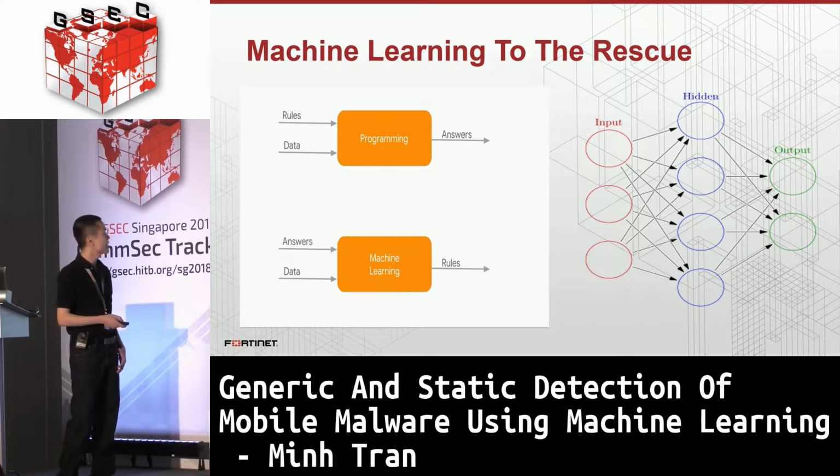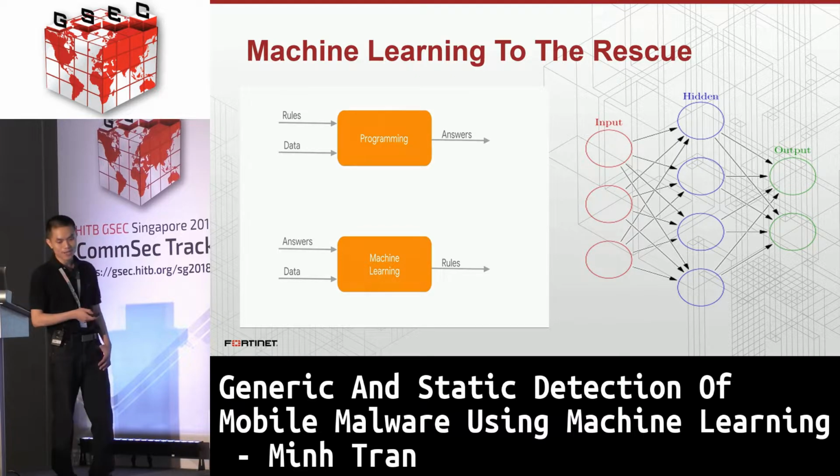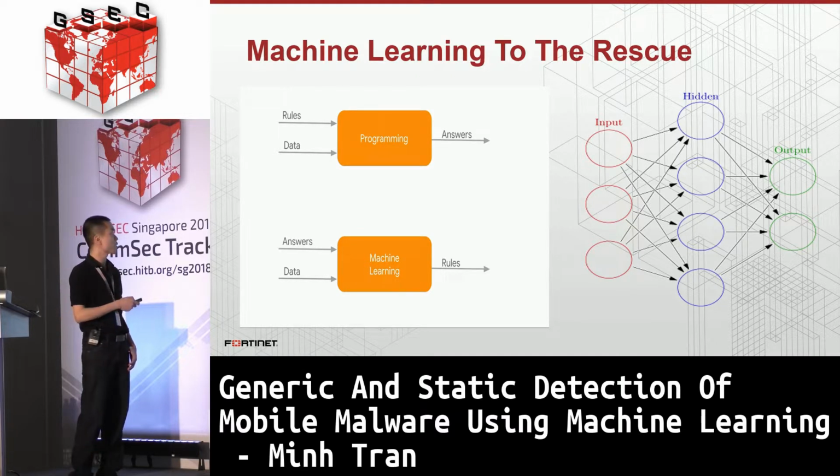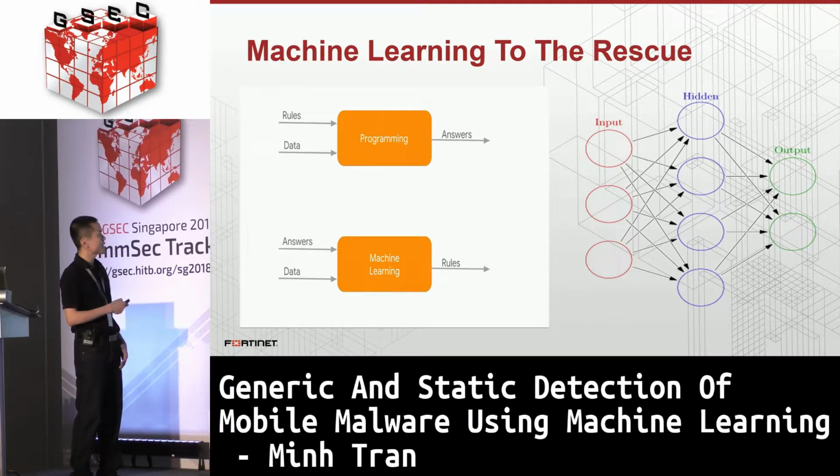It's called machine learning. Let me give you a kind of machine learning 101 here. In traditional programming, you basically try to figure out the right rules based on your research, and then feed it the data, the data in this case being malware or samples that you would like to classify. Then your dynamic analysis system over here will try to give you an answer.